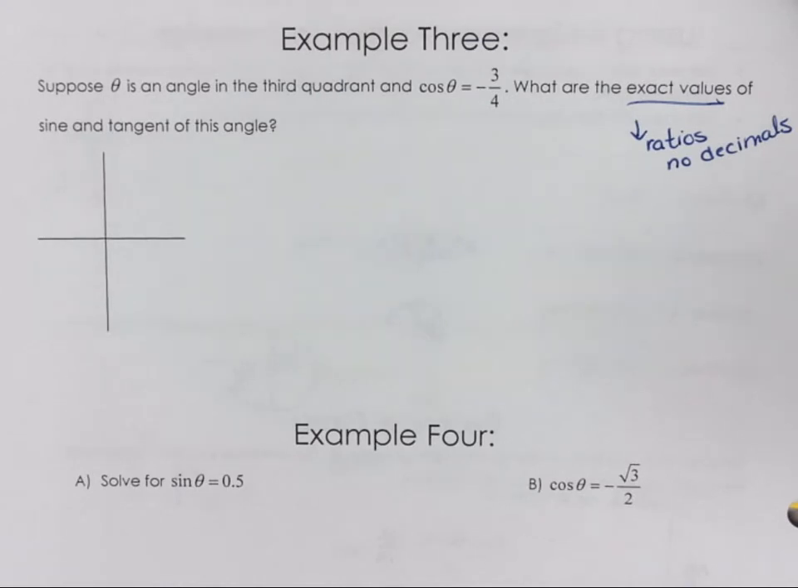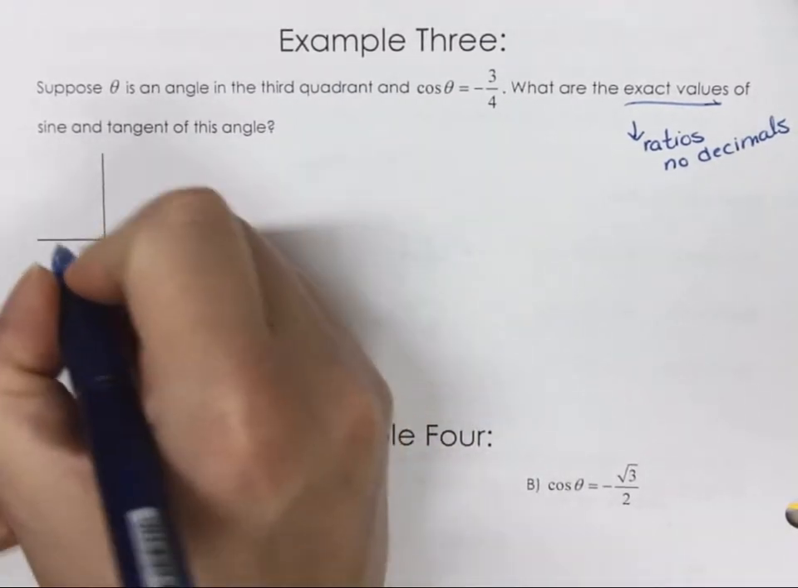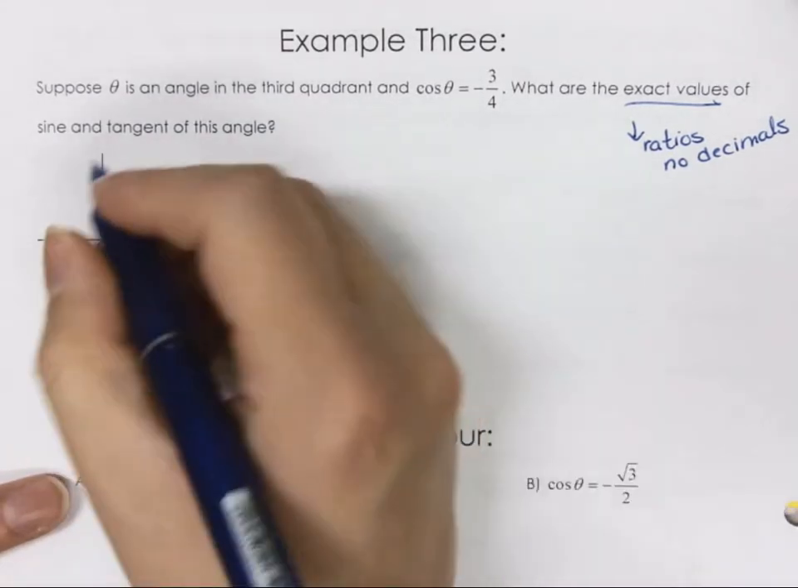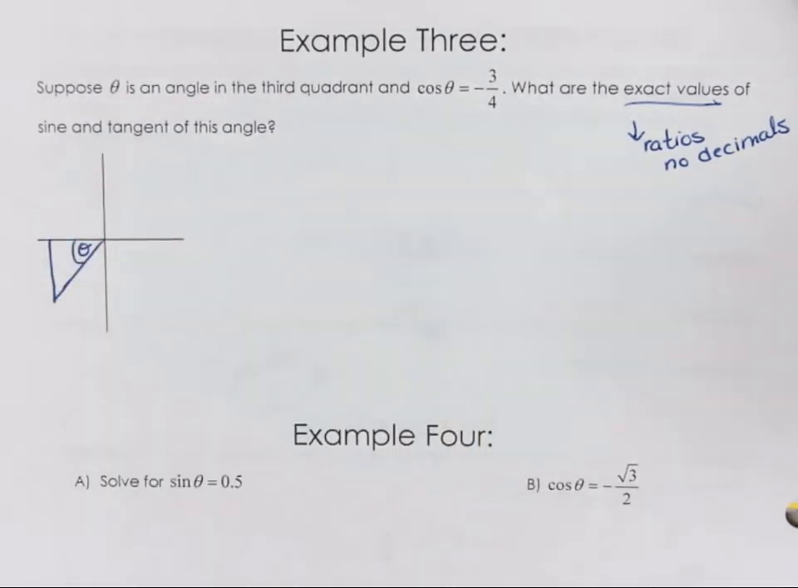So cosine is negative in 2 places, so I had to tell you in the question where you were. Okay, so you're in quadrant 3. So what I'm going to do is draw my triangle in. I know I'm in quadrant 3. This is good, everybody.